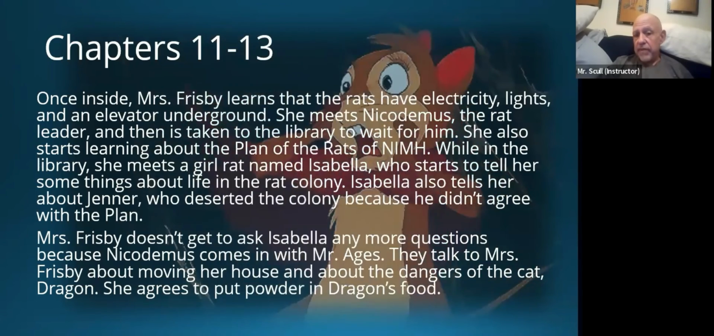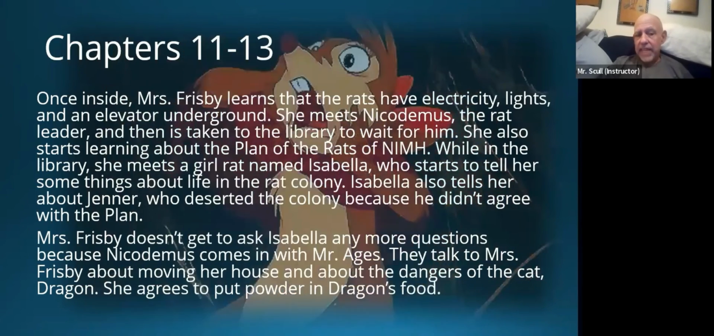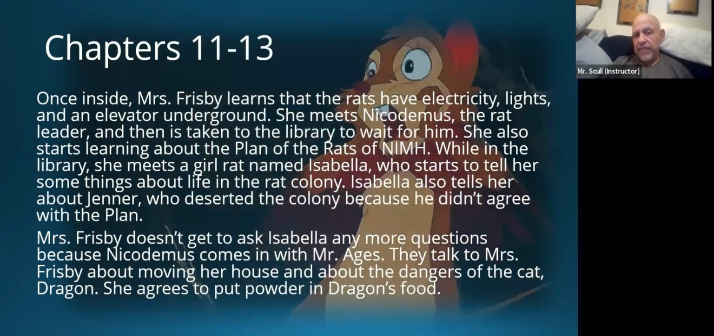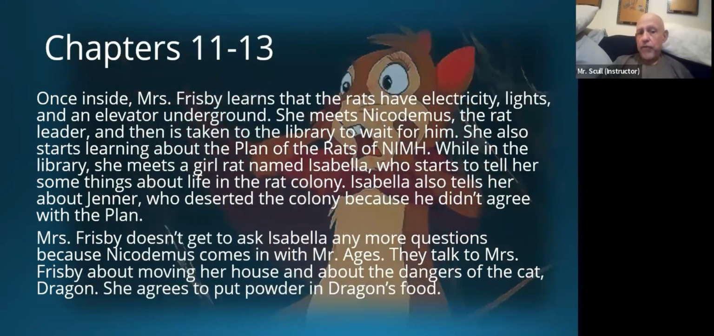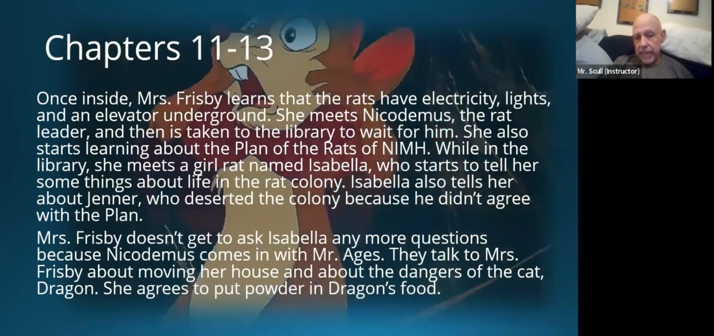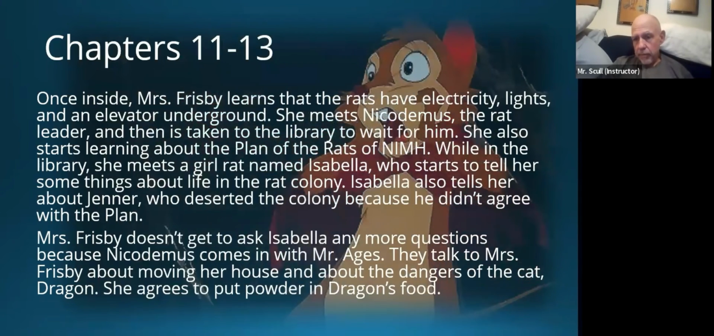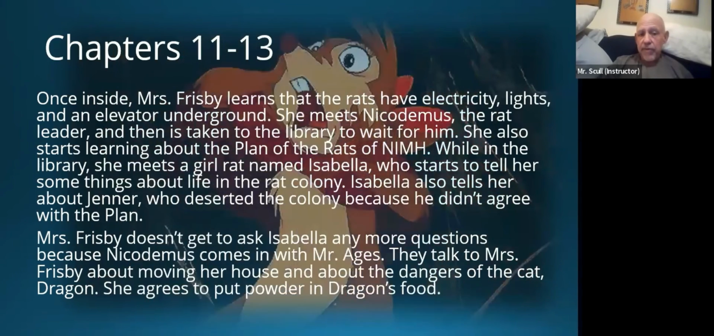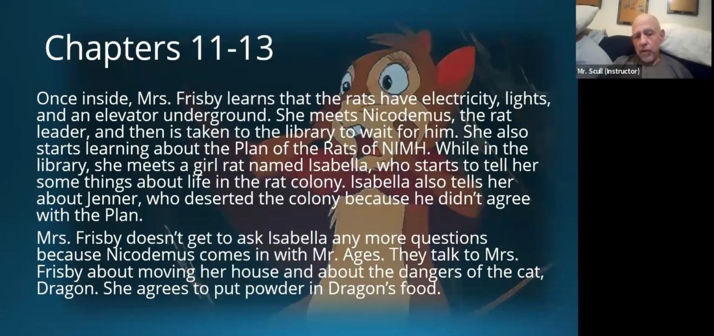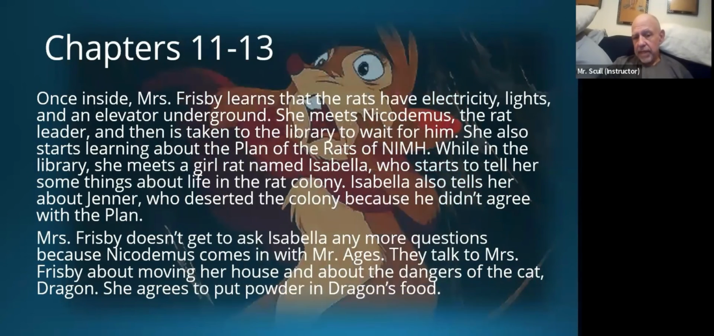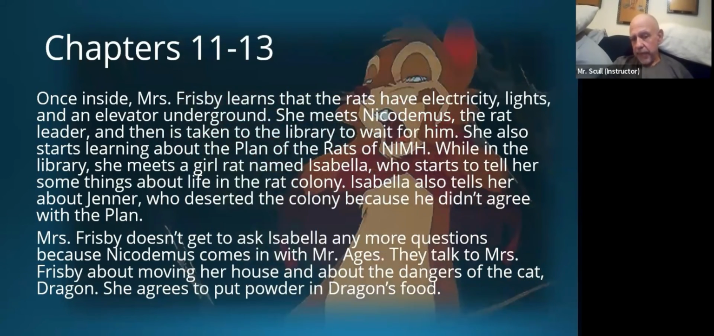She meets Nicodemus, the rat leader, and then is taken to the library to wait for him. She also starts learning about the plan of the rats of Nim. While in the library, she meets a girl rat named Isabella, who starts to tell her some things about life in the rat colony.